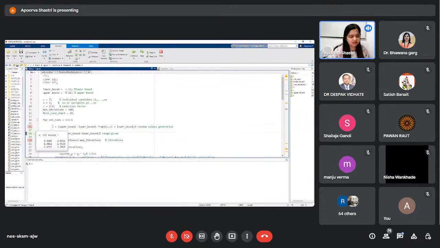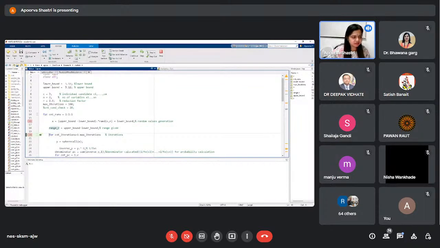So these are the x values. Okay, then we have calculated the range. So range is 10.24 as we have taken 0.9. So this is same as our calculation part. Okay, and then here we are calling the sphere function, that is summation of x square.